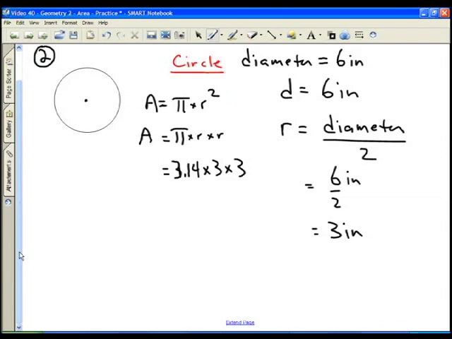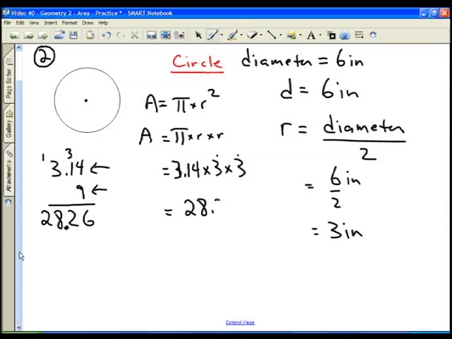And we should be able to do this without a calculator, because 3 times 3 is 9. So we have 3.14 times 9. 4 times 9 is 36. So we write the 6 and carry the 3. 1 times 9 is 9 plus 3 is 12. We write the 2, carry the 1. And 3 times 9 is 27. 27 plus 1 is 28. And we have 2 decimal places there and no decimal places there, so we need 2 decimal places in our answer. And we get an area of 28.26, and we have inches squared. So 28.26 inches squared.